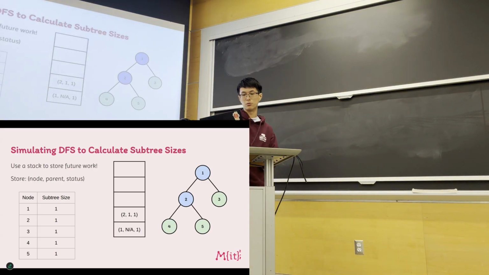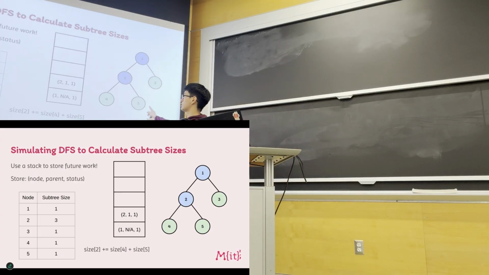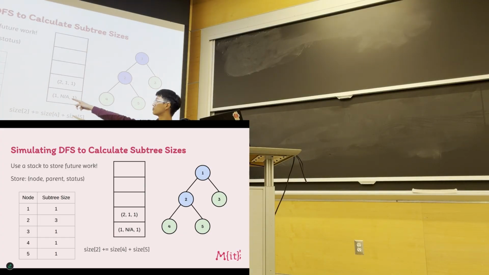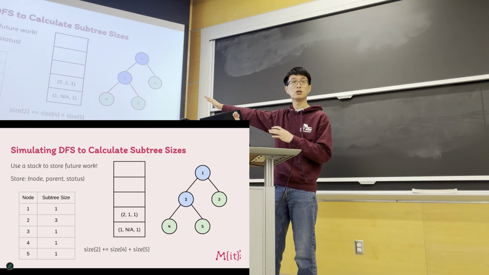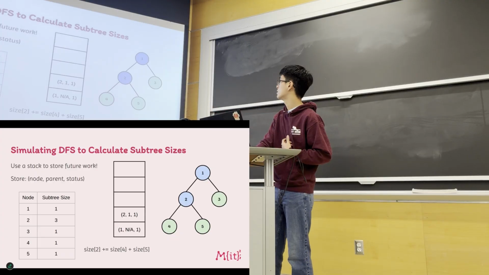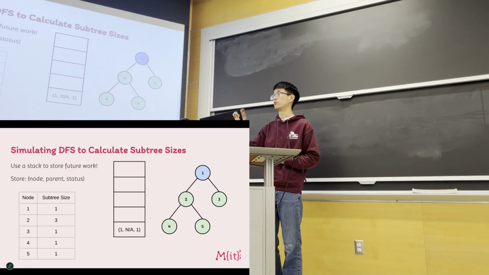So we can just add the subtree sizes of nodes 4 and 5, which are its children, to the subtree size of node 2, giving it a 3. So after we finish this calculation, we've done everything we need to for node 2. So we can remove it from the stack as well. And now we're left back at node 1.